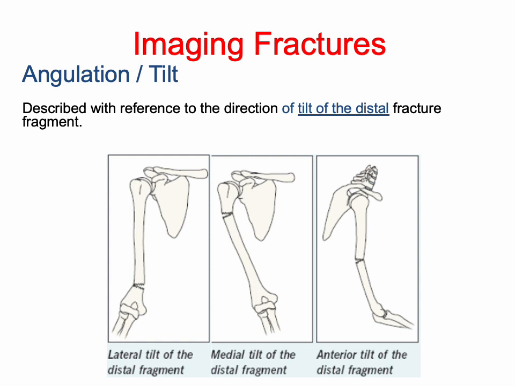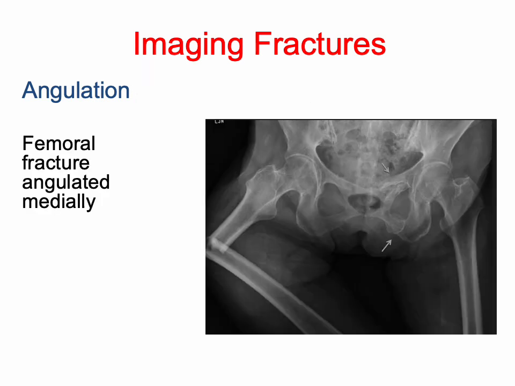Similarly, we can describe angulation in much the same way, and it's again the direction of tilt of the distal fracture fragment relative to the proximal fracture fragment. So here we've got a femoral fracture on the right, and it is medially angulated. There are also old superior and inferior pubic ramus fractures.